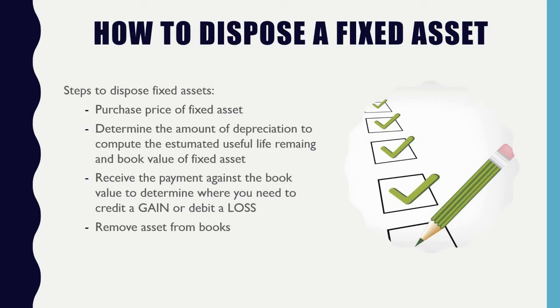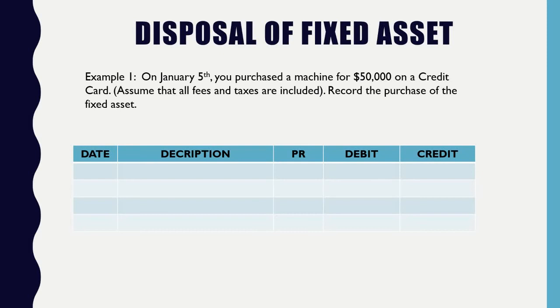And then, of course, once you sell or receive a payment, that's where you're going to determine, was the value of the payment higher or lower than your book value? If it's higher, you received a gain. If it's lower, you had a loss, okay? So again, then you're going to record everything to get it off your books, okay? So let's go ahead and take an example, okay?